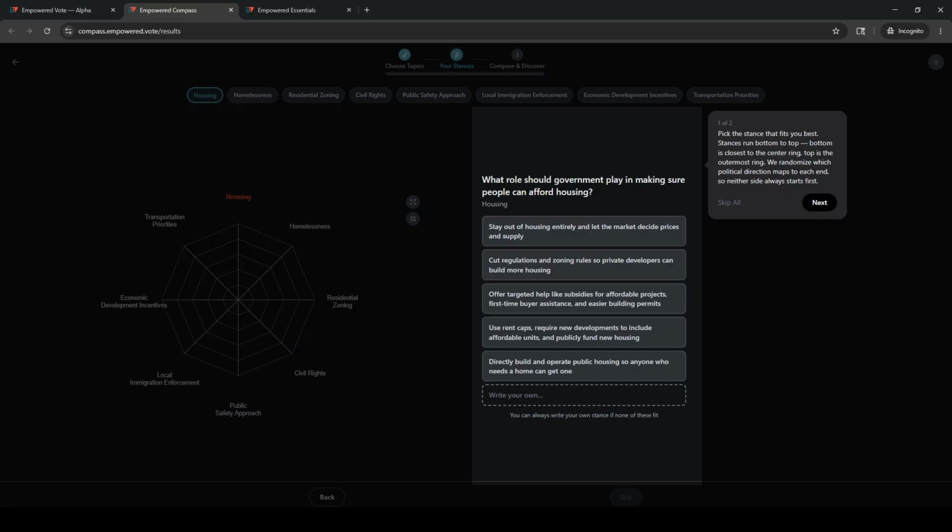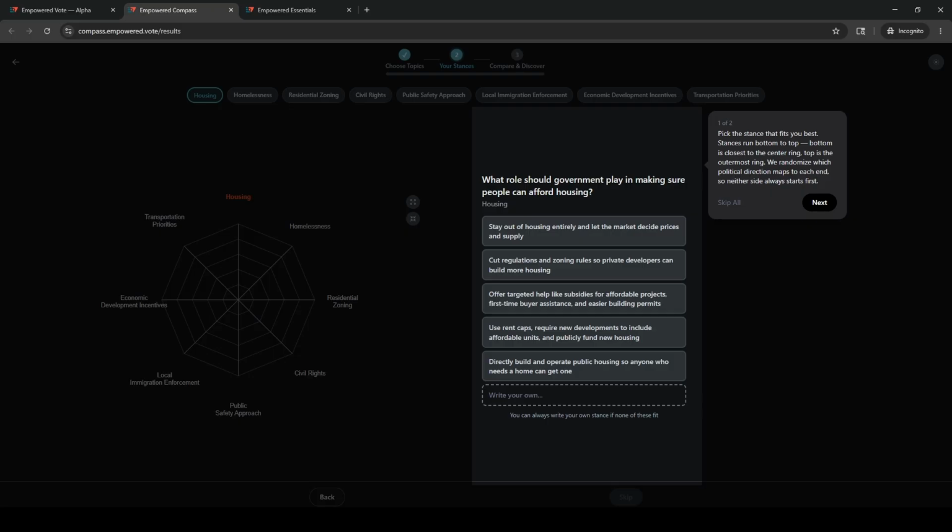Now, the stances on a compass fall along a spectrum. For instance, this question: what role should the government play in making sure people can afford housing? At one end of that spectrum is to stay out completely, right? And at the far end of that, down here, is directly build and operate public housing. But there are steps in between, and it falls along a spectrum. And on these 8 topics, you just say what your stance is. You pick the stance that best fits your personal stance.